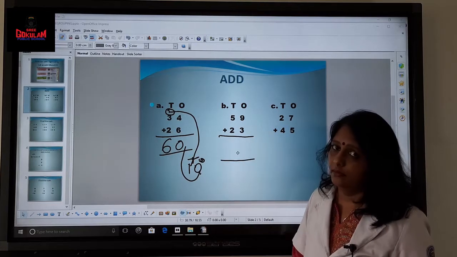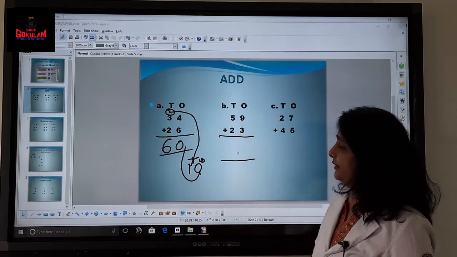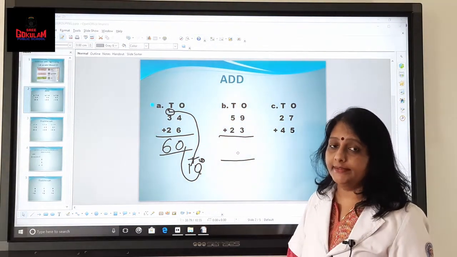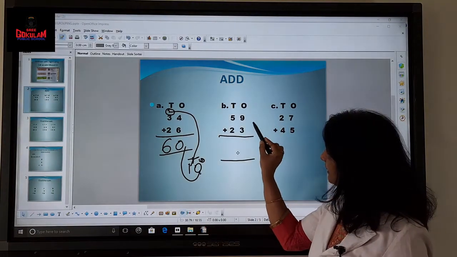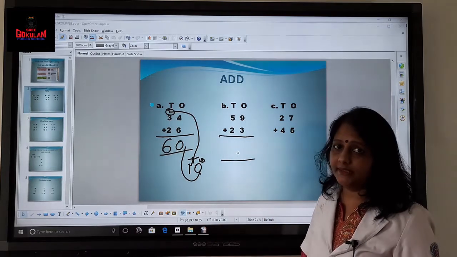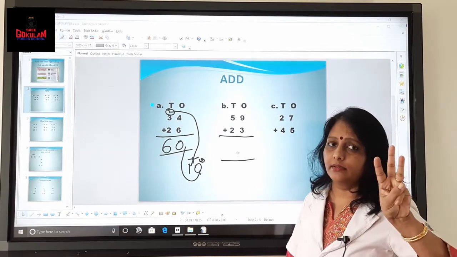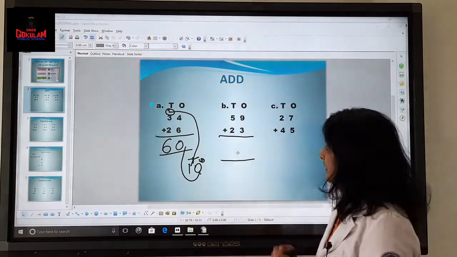Now, 59 plus 23. These are the numbers to be added. Always begin from the ones place. Which are the numbers in the ones place? 9 and 3. What is 9 plus 3? 9 in your mind. After 9, 10, 11, 12. 12.